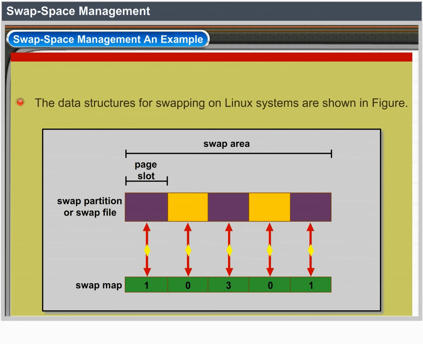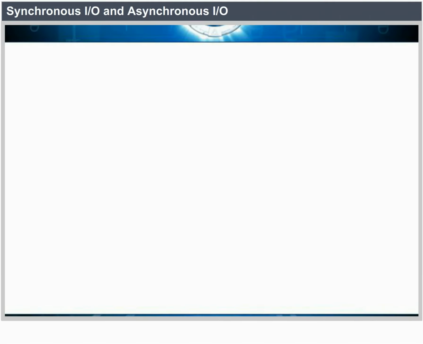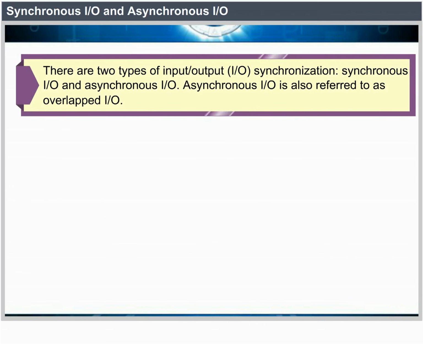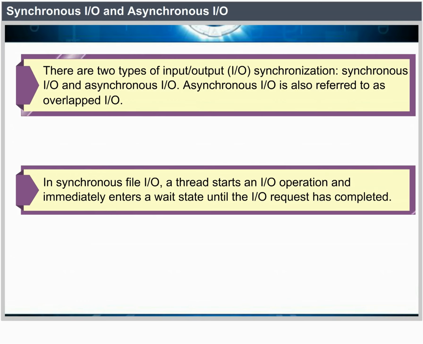Synchronous and asynchronous input-output. There are 2 types of input-output synchronization: synchronous input-output and asynchronous input-output. Asynchronous input-output is also referred to as overlapped input-output. In synchronous file input-output, a thread starts an input-output operation and immediately enters a wait state until the input-output request has completed.